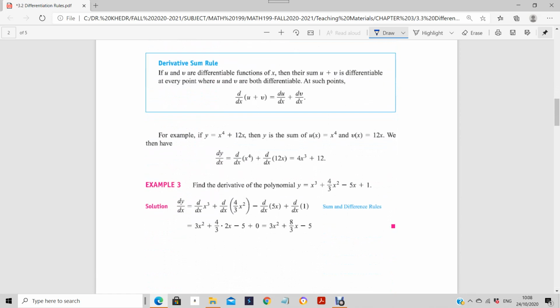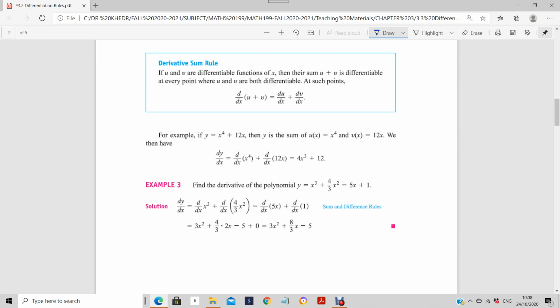As an example, if y is equivalent to x to the power of 4 plus 12x, here we have two functions added together. Then the derivative of the function y, which is the sum of these two functions, will be the derivative of the first function plus the derivative of the second function. So if you call the first function u of x equivalent to x to the power 4, and v of x is equivalent to 12x, then you have to differentiate the first one, differentiate the second one, and add the derivatives together.